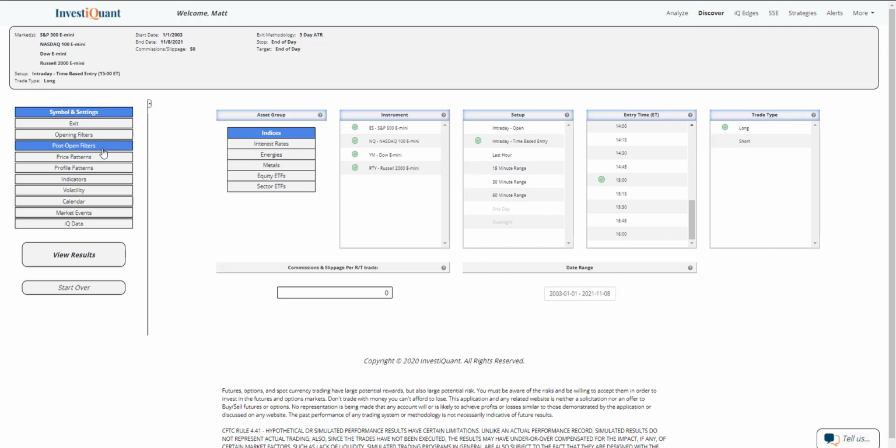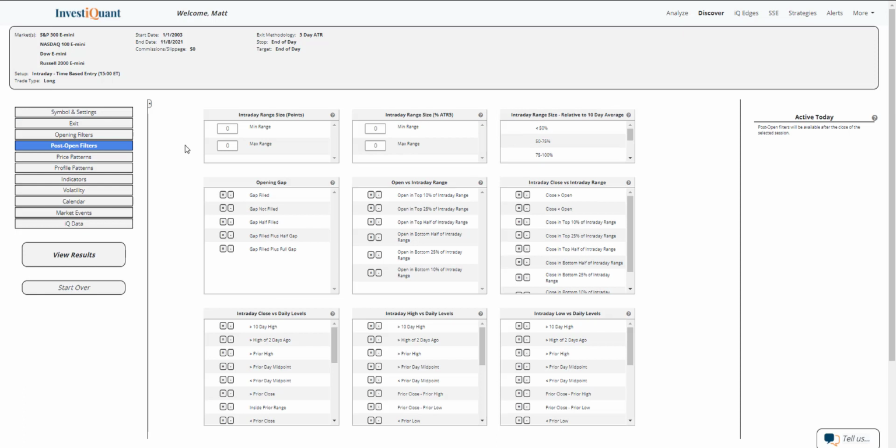Next, I'm going to go into post-open filters, and I'm going to describe the inside day activity that we are seeing today. The way I'm going to do that is I'm going to say that today's high is less than the prior day high. So intraday high versus daily levels. I'm going to hit minus next to greater than prior high. So that would mean that today's high is less than Friday's high.